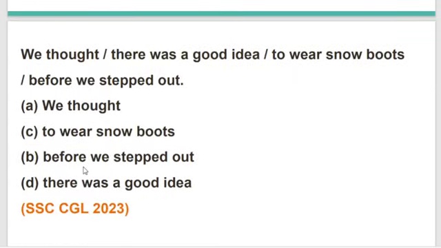And finally, coming to the last question for today's class, and the last question from the article practice set for SSC CGL previous year questions. Let's read the question. We thought there was a good idea to wear snow boots before we stepped out.